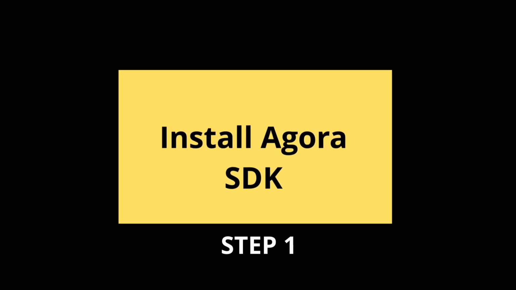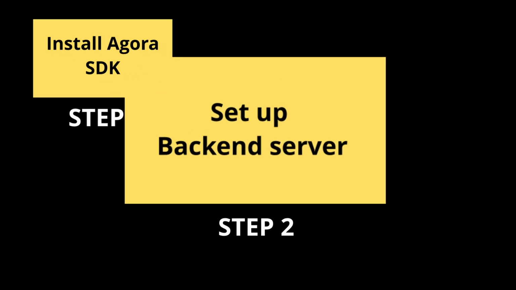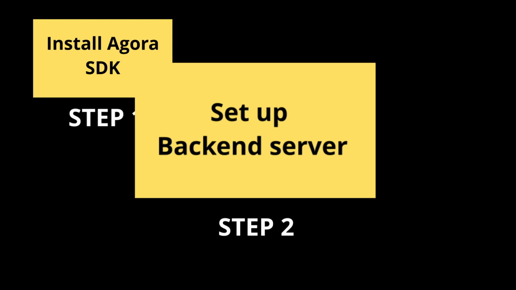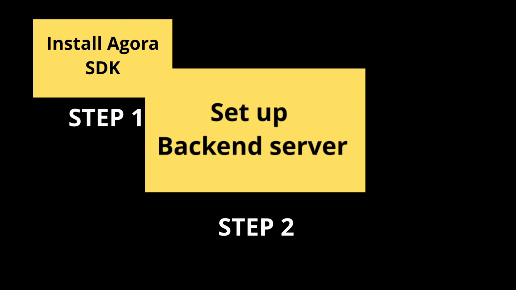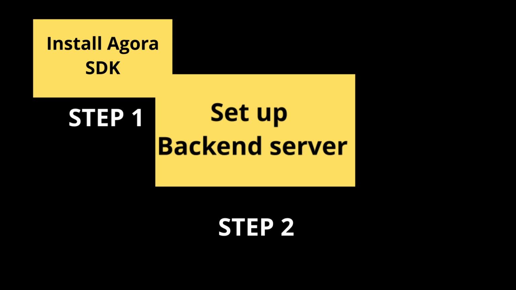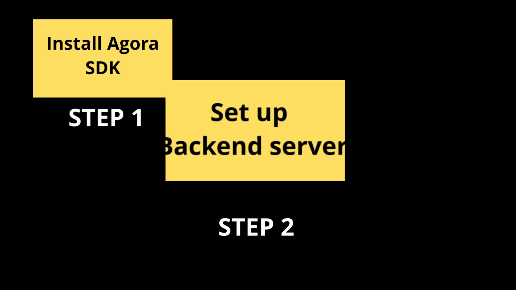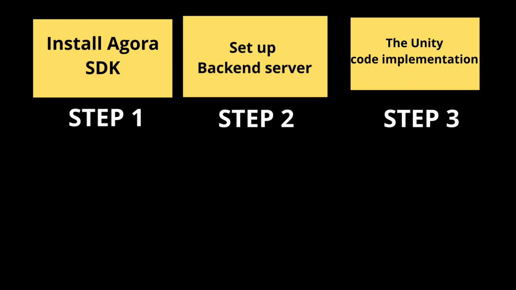We will start with how to download the Agora SDK inside your Unity project, and some minimal tweaks so your SDK works properly and your build works on your device. Then we will go to the backend server code where we will have the token authentication. I'll use Python with FastAPI in my backend, but you can use Node, Golang, Java, or even C++. After that, we will go to the Unity code implementation.